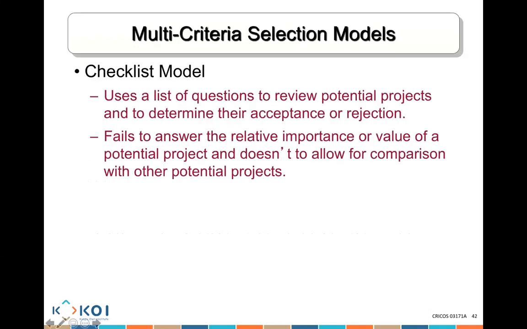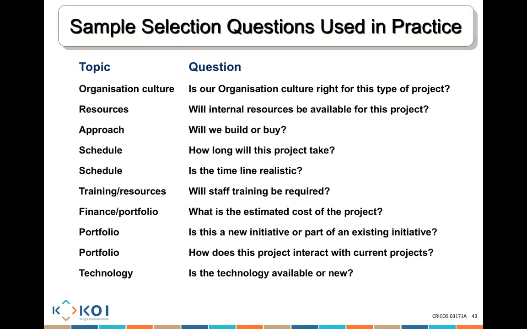Now, how do we choose the project? A lot of time we use what is called a checklist model. It's like I give you a list of questions and you answer those questions. And based on the answers, let's choose whether we do the project or whether we don't do that specific project. That's an example.